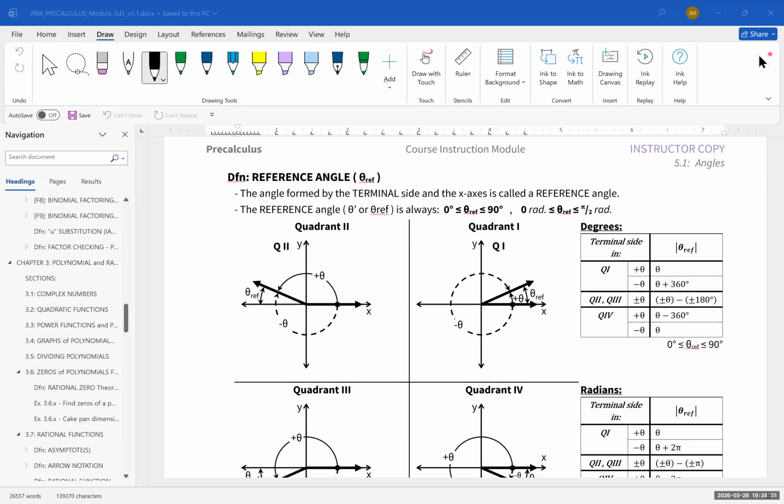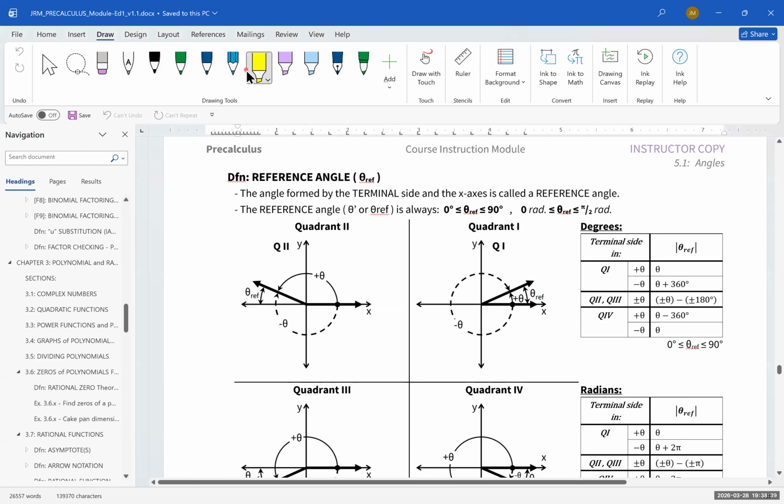Okay, let's start with the definition of reference angle. The angle formed by the terminal side and the x-axis is called the reference angle. So let's look at the example down here in the lower left-hand corner.